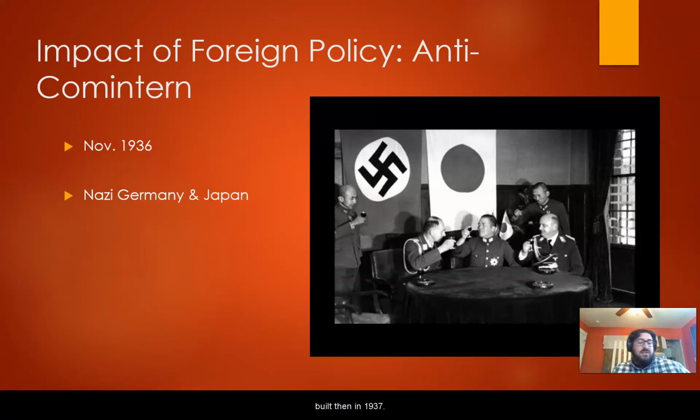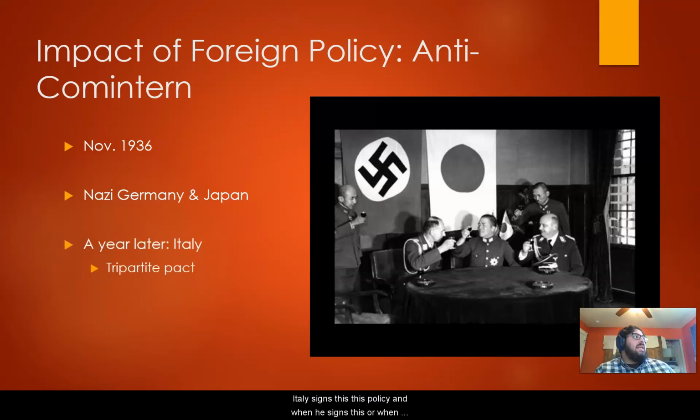Then, in 1937, Italy joins the Anti-Comintern Pact. Italy signs this policy. And when they sign this, Hitler, Japan, and Italy make what's called the Tripartite Pact. All of it is based off of the fact that these three countries, Germany, Italy, and Japan, are going to cut up the world into who controls what, and they're going to maintain that area.